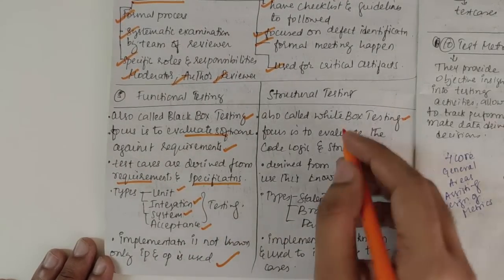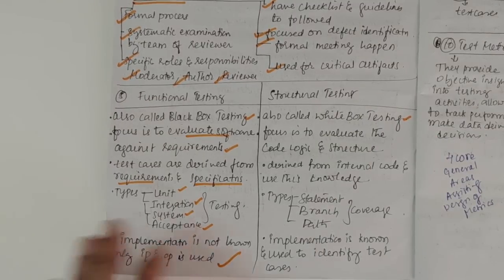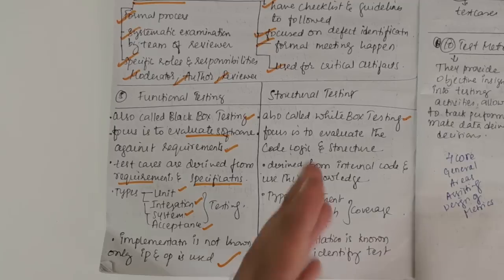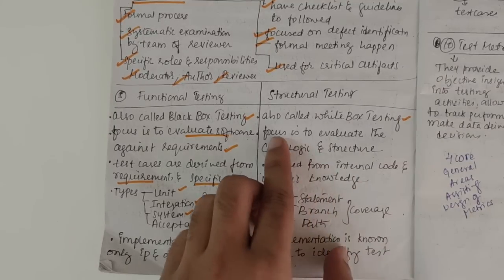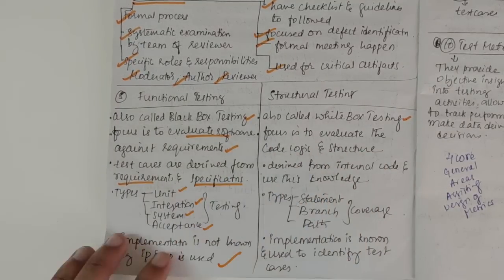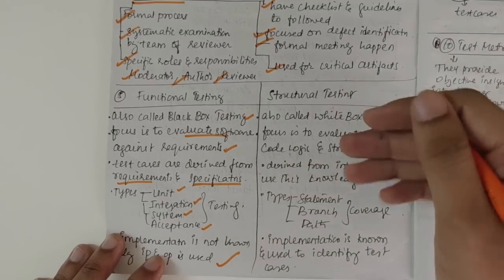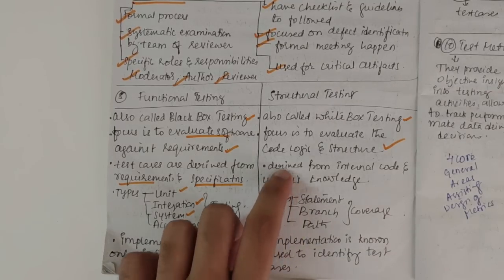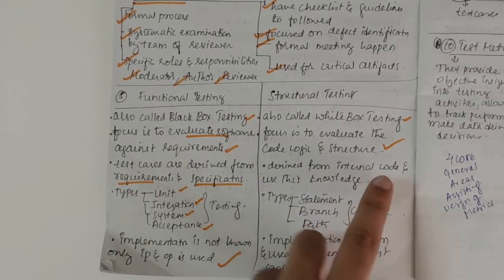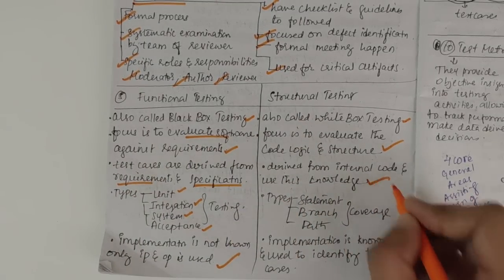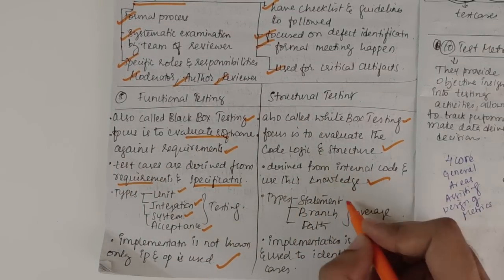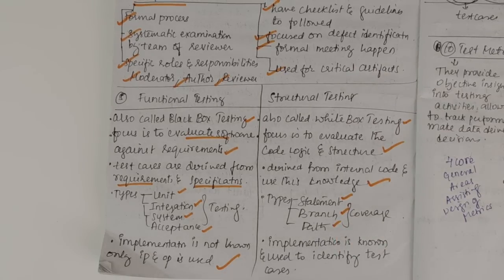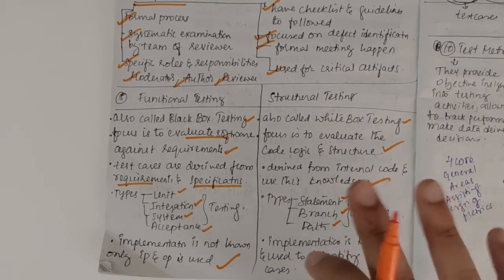Coming to structural testing, it is white box testing. White box testing, by definition, we can understand that everything is transparent here. That is, our focus is to evaluate the code, logic and structure. We can get into what the code logic is, what the structure of the code is, what functions have been used, what data structure is being accessed, and all of that. So structural testing is derived from internal code, and we use this knowledge to perform testing. In this we have statement, branch and path testing or coverage. All these come under white box testing.